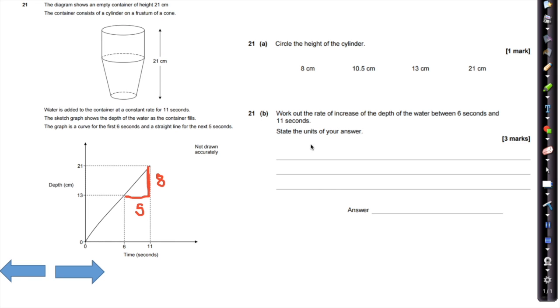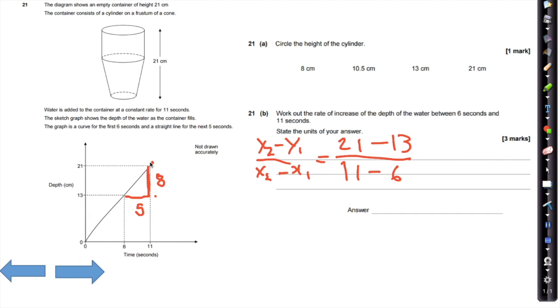We get that, and if it's 3 marks, you want to be showing the change in y and the change in x. You may have seen the gradient formula y2 minus y1 over x2 minus x1. But for this, we're just going to say the change in y, which is 21 minus 13, so going from this height here to this height here, divided by the change in x, which is 11 to 6.